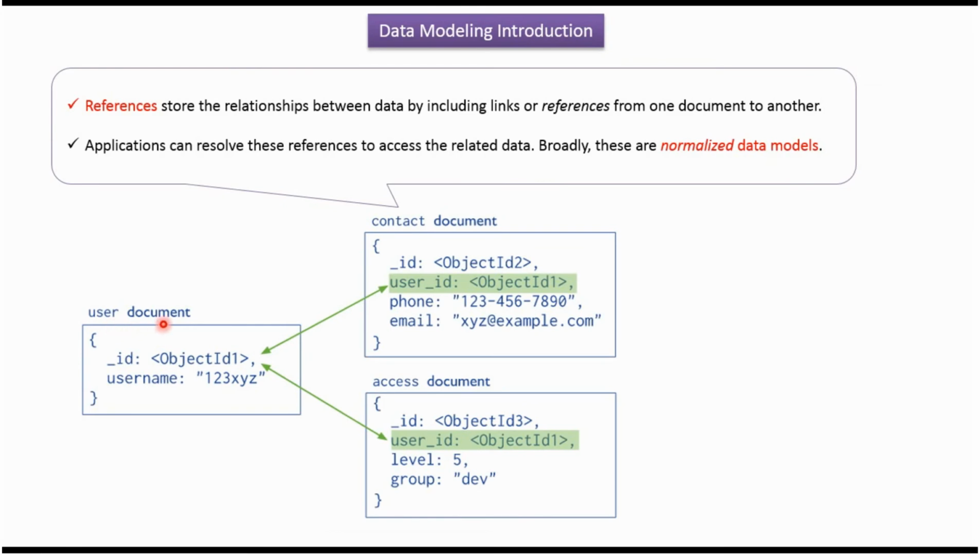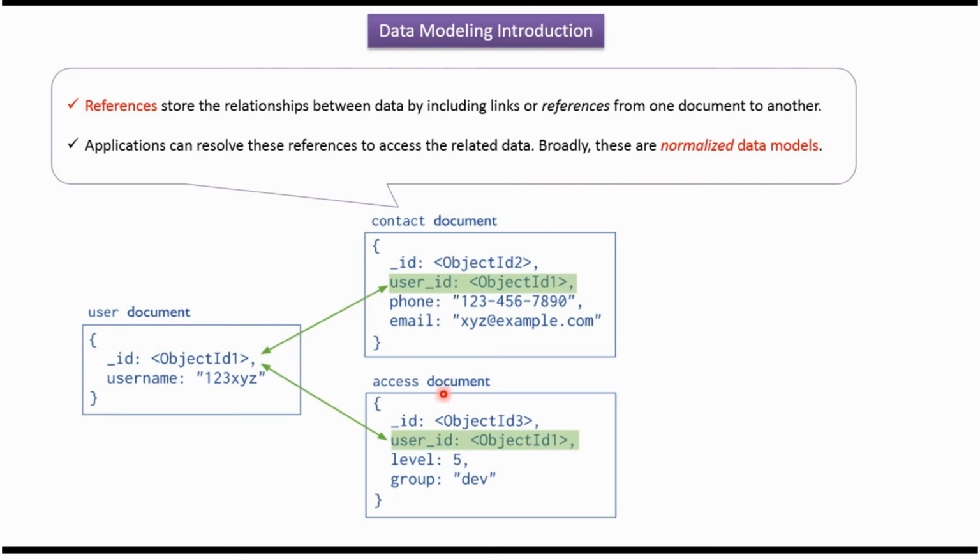Here you can see a user document, and it will be in the user collection. It has underscore id, which is the primary key, and username. And here you can see a contact document. It will be in the contact collection. It has underscore id, which is the primary key, and phone and email. And it also has user underscore id, which is the reference from the user document. This way we will know that for this username, this is the contact information.